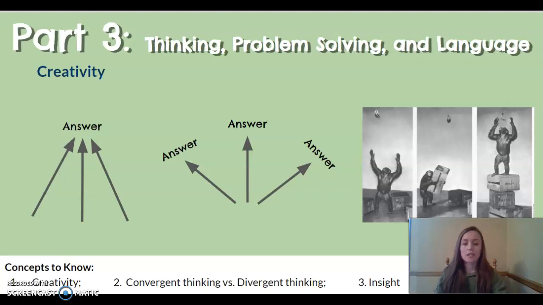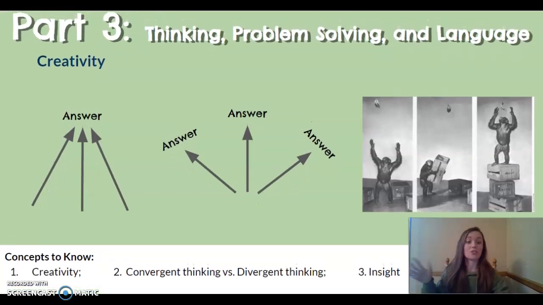Insight is when the solution or answer just comes to you. It just pops in your mind. You have this sudden realization of the solution. And this was an example. Wolfgang Kohler did a study with a chimpanzee to see if the chimpanzee could come up with a solution to a problem that it had never seen before.